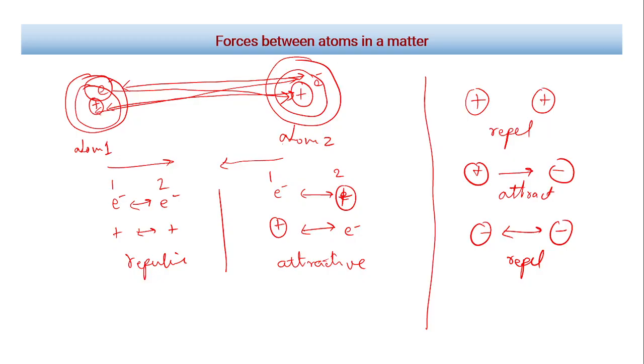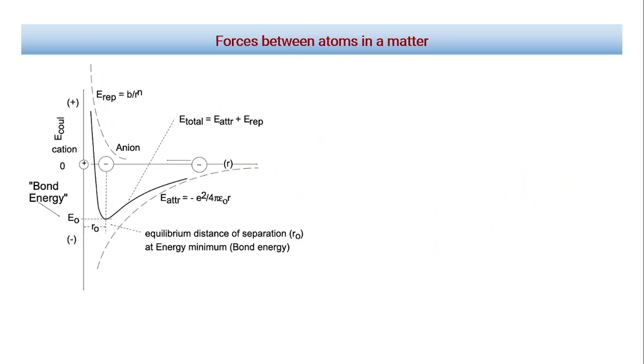So ultimately, what will the atom do? There are situations leading to repulsion, and there are situations leading to attracting these two together. Then ultimately, what happens with the atom? That can be seen here.